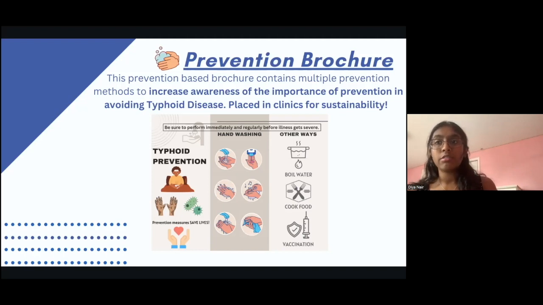We also included that preventing typhoid before it gets severe is a way to save lives so that participants know why prevention is important. Our brochure can also be placed in clinics for sustainability.